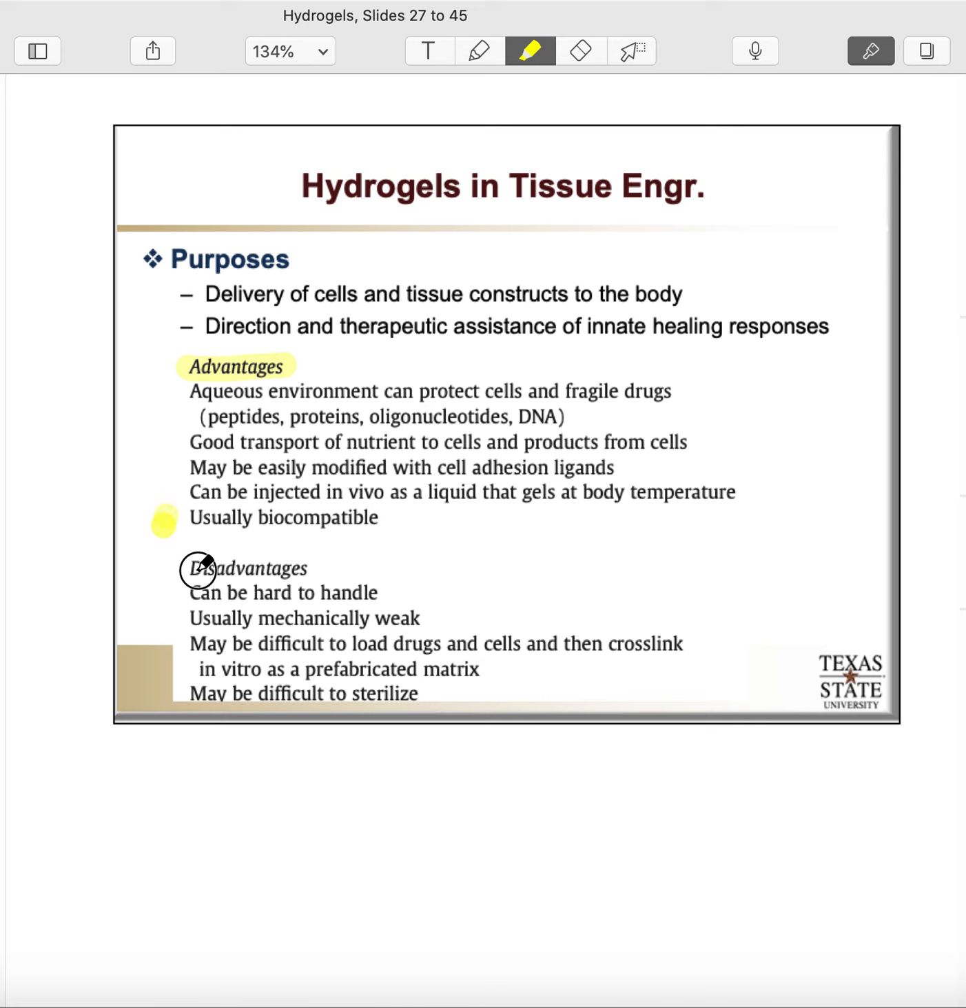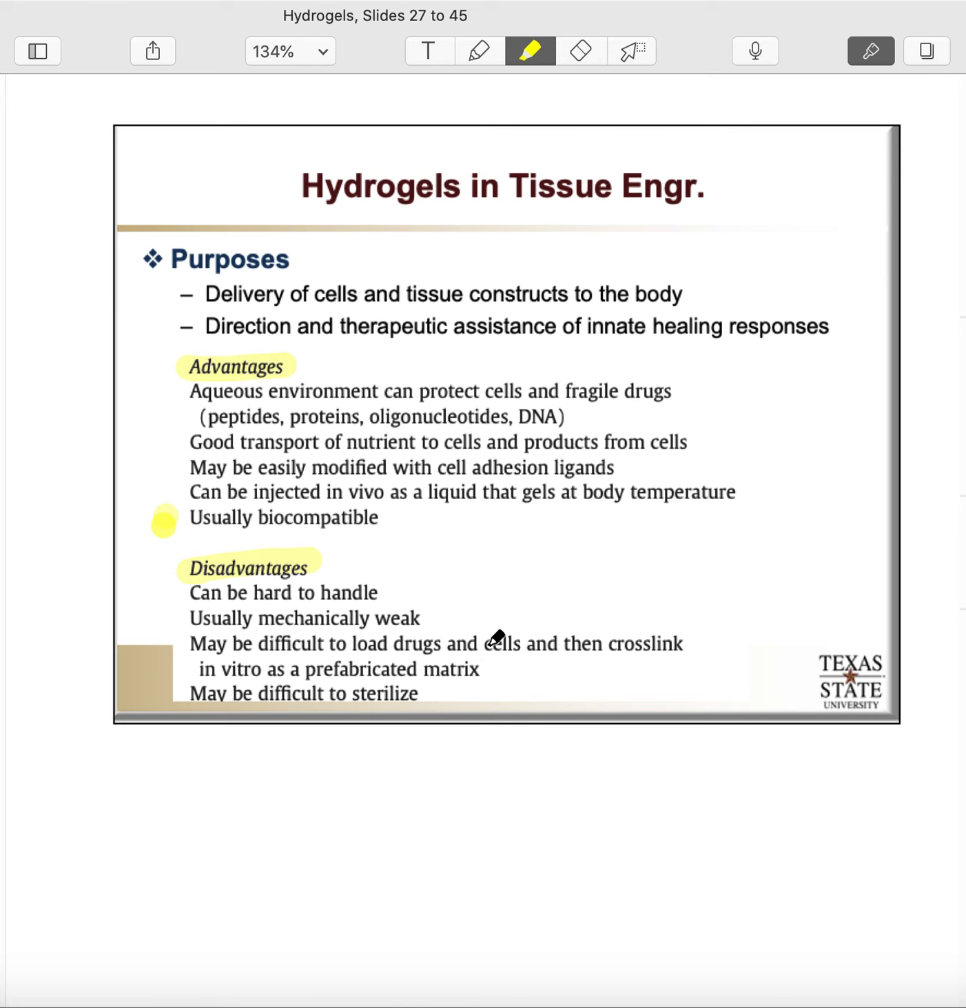And then the disadvantages of the hydrogels are that they can be typically very hard to handle. Again, think about them like jello. It's very fragile. It can be squished very easily or it can fracture very easily. They are mechanically weak. They might be difficult to load with drugs and cells and then crosslink.